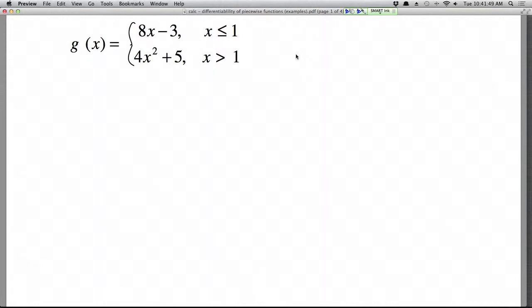What must I show first? If g of x, I must show I'm first continuous. And to show something is continuous, what three things do I have to show? Limit, function value, and if they equal each other. All right, very good. So let's start with the function value. First thing I need is g of 1. What's g of 1? 5. G of 1 is 5.